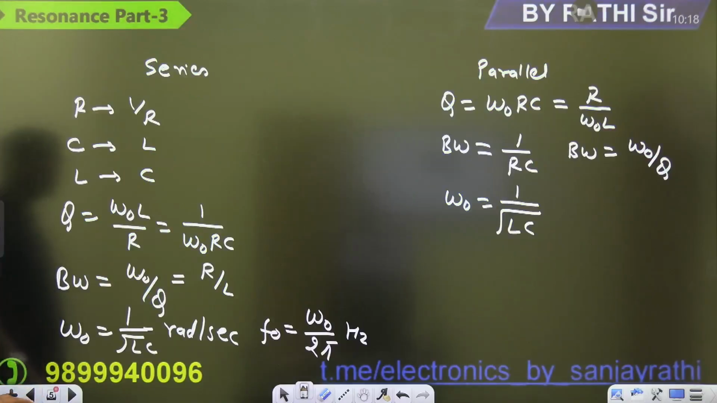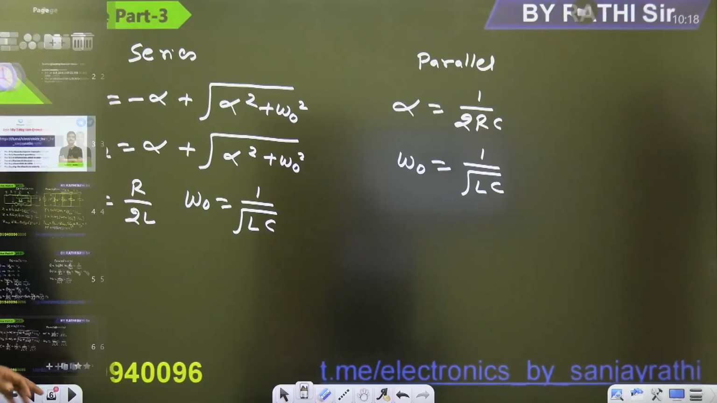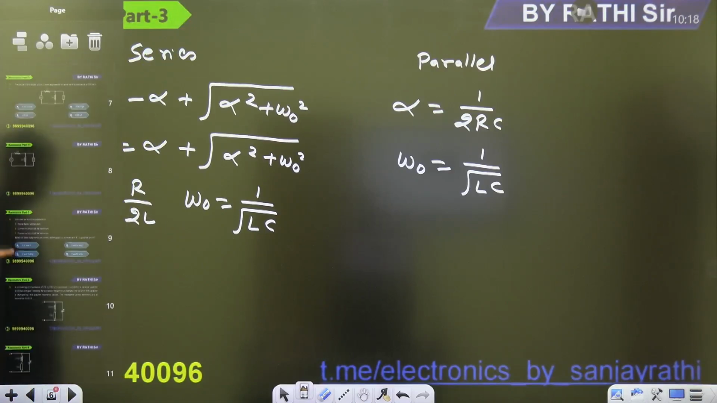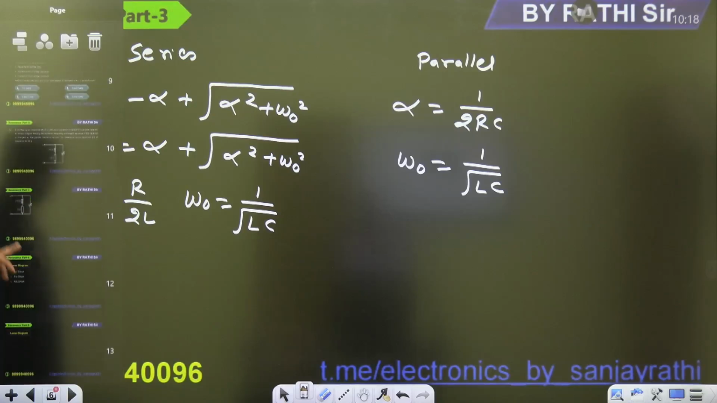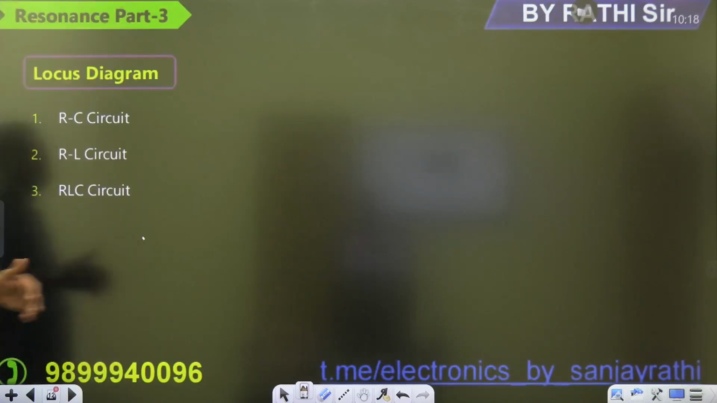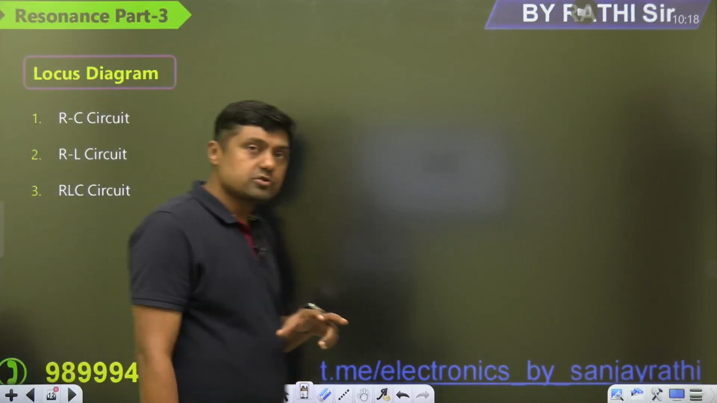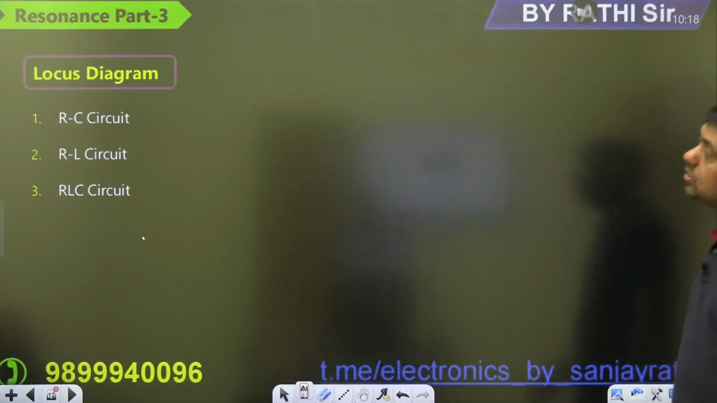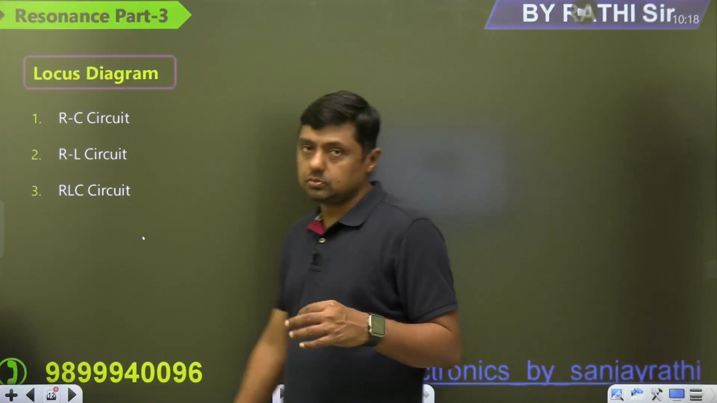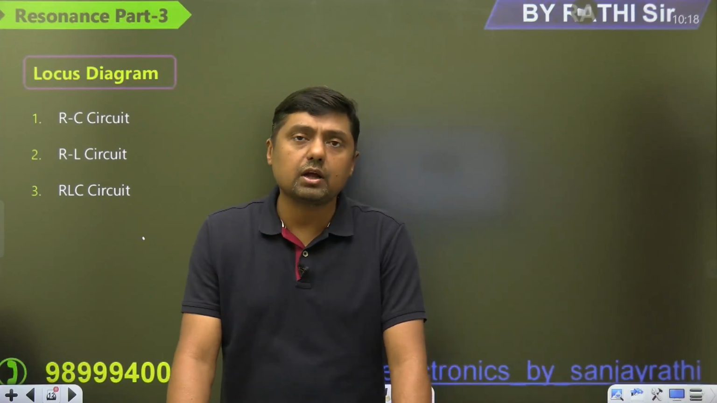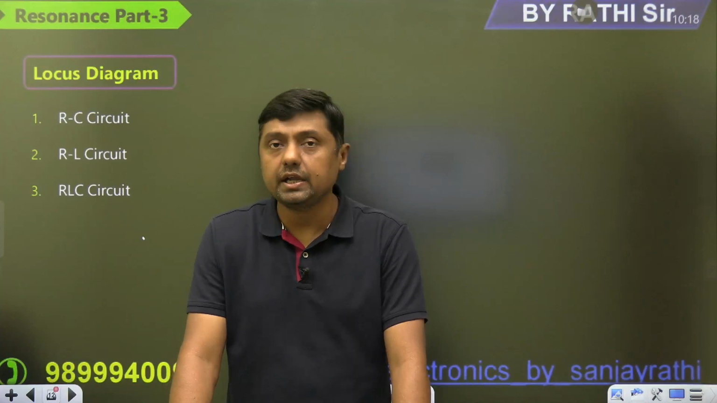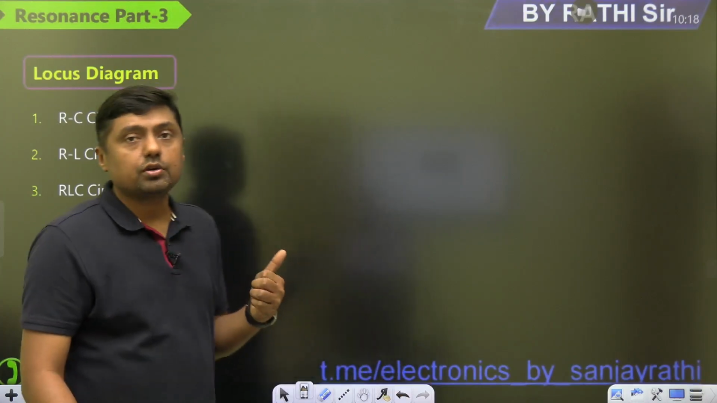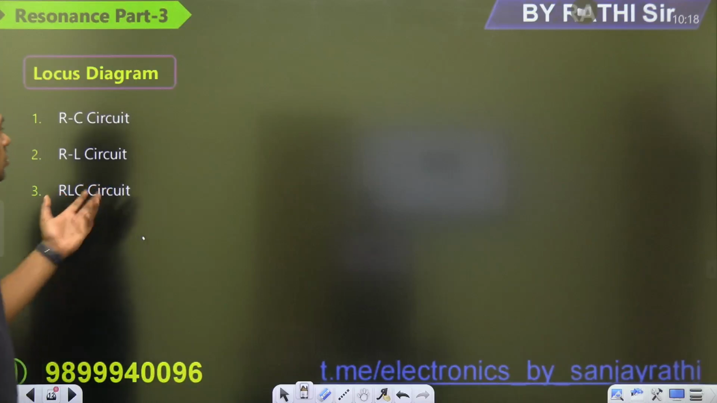Now that is series and parallel. Then guys, today's topic is locus diagram. First of all, we will cover the topic, then we will solve important numericals. Now we have learned about the series resonance, the parallel resonance, and we have solved some important numericals also. Now what is the locus diagram? In electronics branch or electrical branch, in engineering services exam, in GATE exam, we are getting some important questions on locus diagram. So I want to give you the idea what is the meaning of that and how to draw the locus diagram.